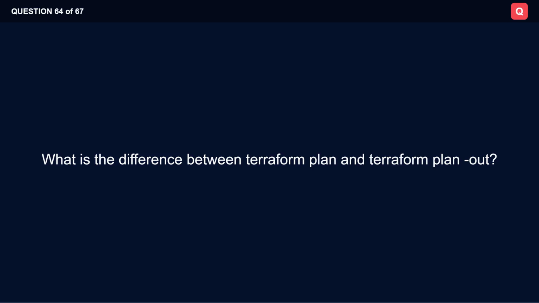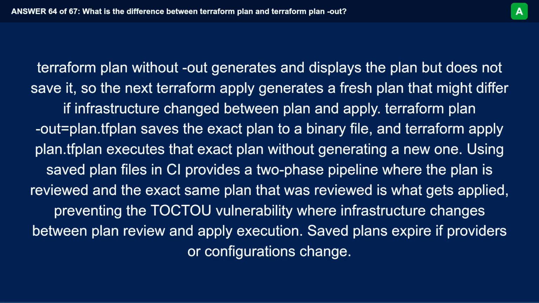What is the difference between terraform plan and terraform plan -out? Terraform plan without -out generates and displays the plan but does not save it, so the next terraform apply generates a fresh plan that might differ if infrastructure changed between plan and apply. Terraform plan -out=plan.tfplan saves the exact plan to a binary file, and terraform apply plan.tfplan executes that exact plan without generating a new one.